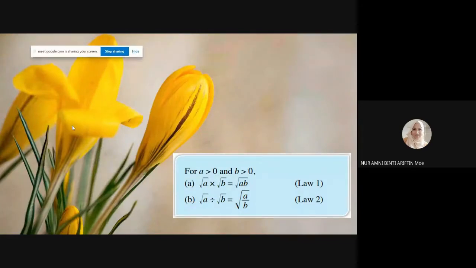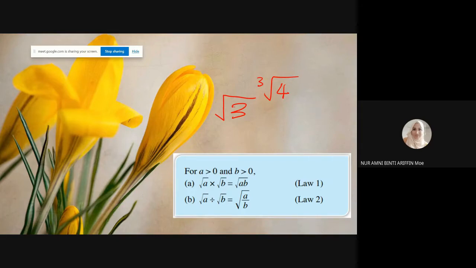For those who don't know what a surd is: a surd is any number that has a radical symbol, for example the square root of 3 or the cube root of 4. So this is what we call a surd.